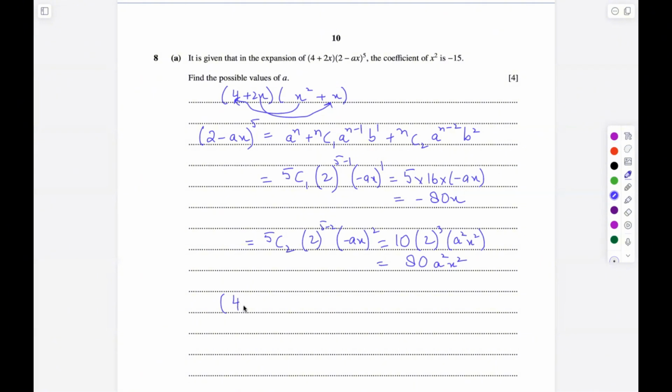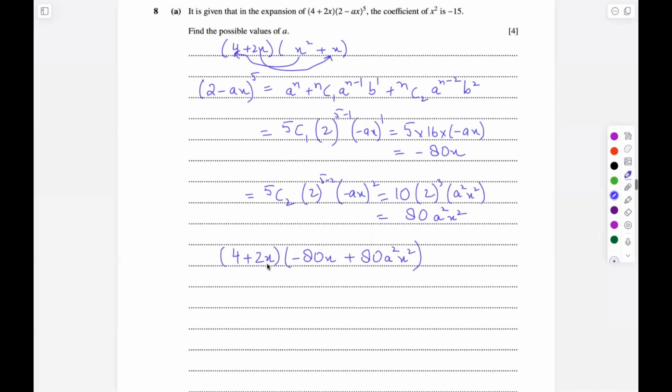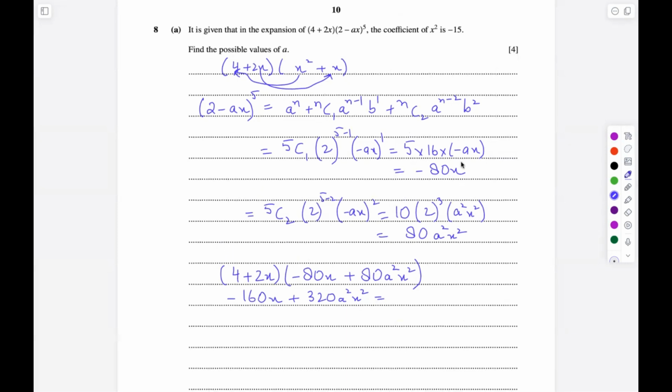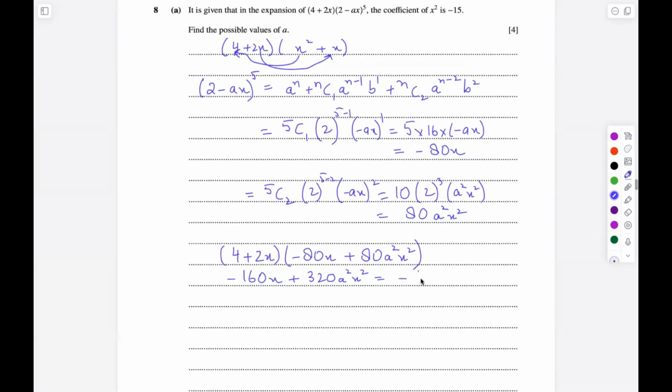So now we can multiply the expression. We have 4 + 2x, and the term in x is -80x, and the term in x squared is 80a squared x squared. Now multiplying these expressions, 2x will multiply by -80, so this will be -160x, and 4 will multiply by 80 to give us 320a squared x squared, and that will be equal to -15, as the coefficient of x squared was -15.